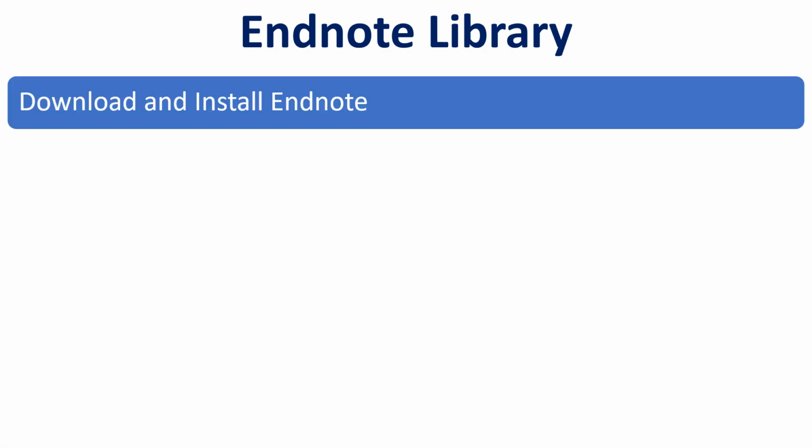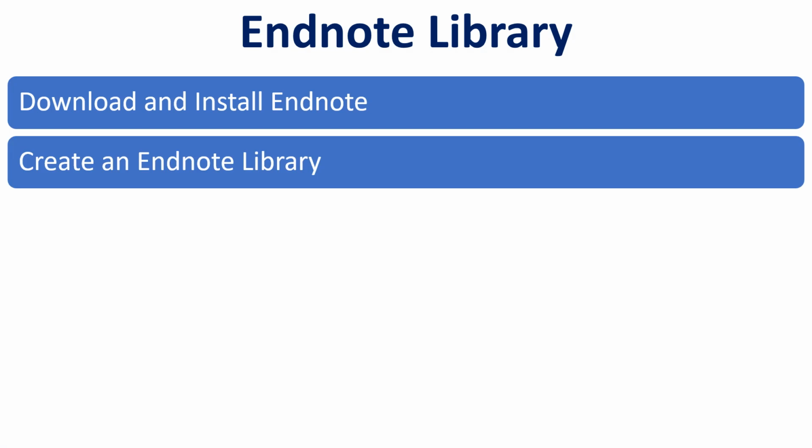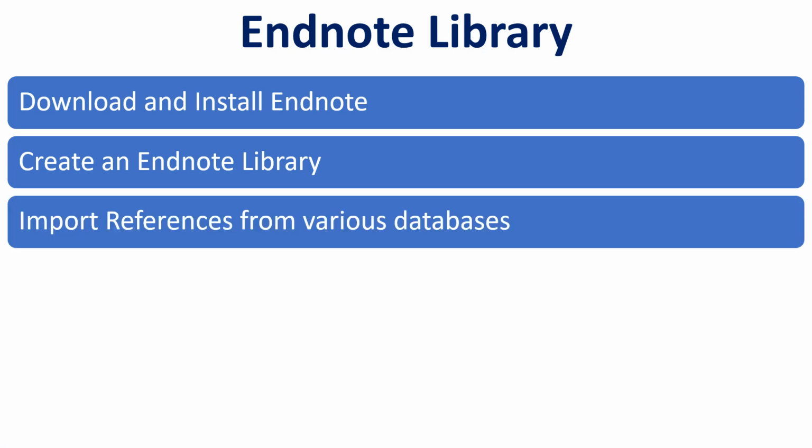Fine. So when we are talking about EndNote library, there are a few steps. First, you need to download and install EndNote. As EndNote has different versions, the current version is EndNote 20. So it will be better that if you start with EndNote 20, you install EndNote 20. Once you have installed it, then you need to create an EndNote library. So the first step will be creation of an EndNote library. So today we are going to talk about how you can create an EndNote library.